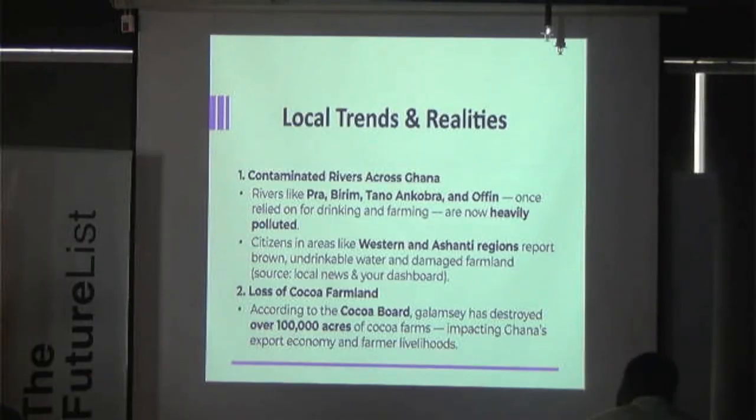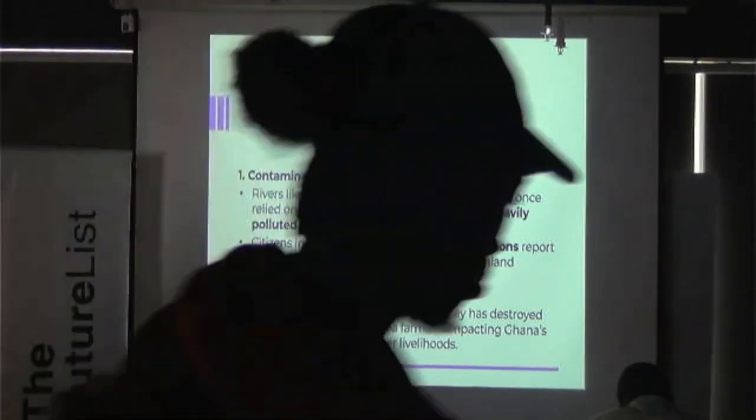What is happening today in Ghana? One, there are contaminated rivers. Rivers like Pra, Brim, Tano, Ofin, and Ankobra, which we once relied on for drinking and farming, are now heavily polluted. Local news tells us that the Western and Ashanti regions report brown, undrinkable water and damaged farmlands.